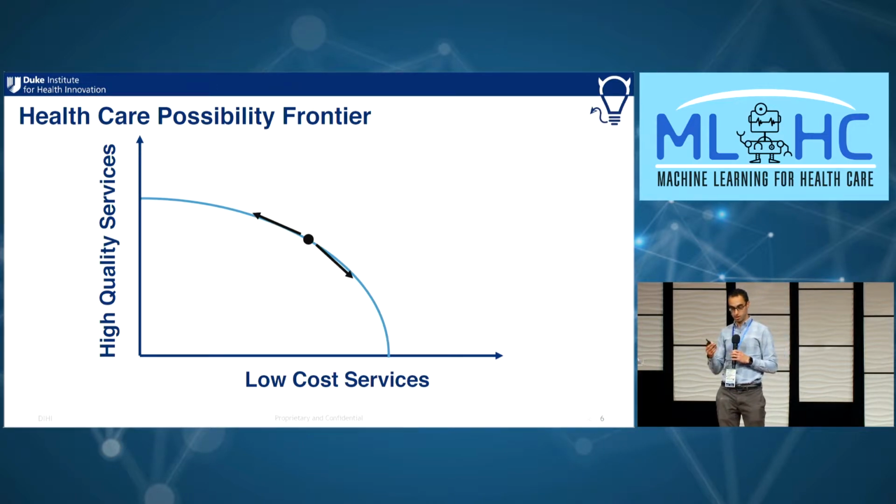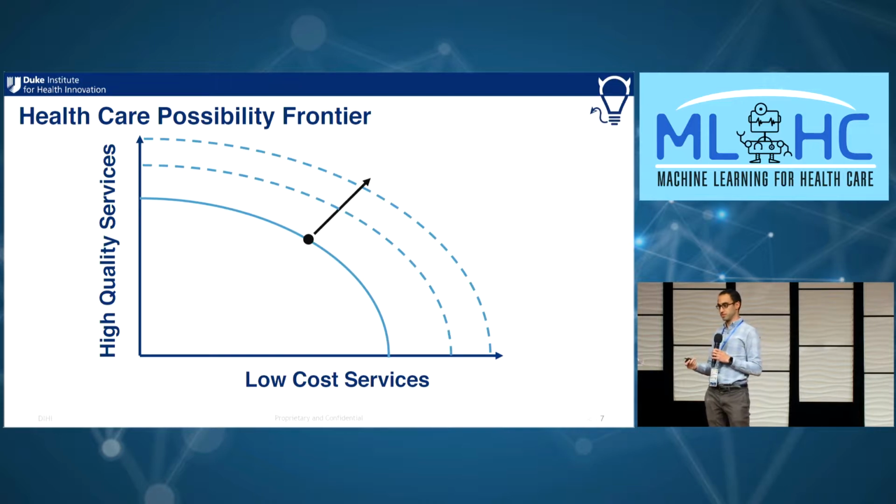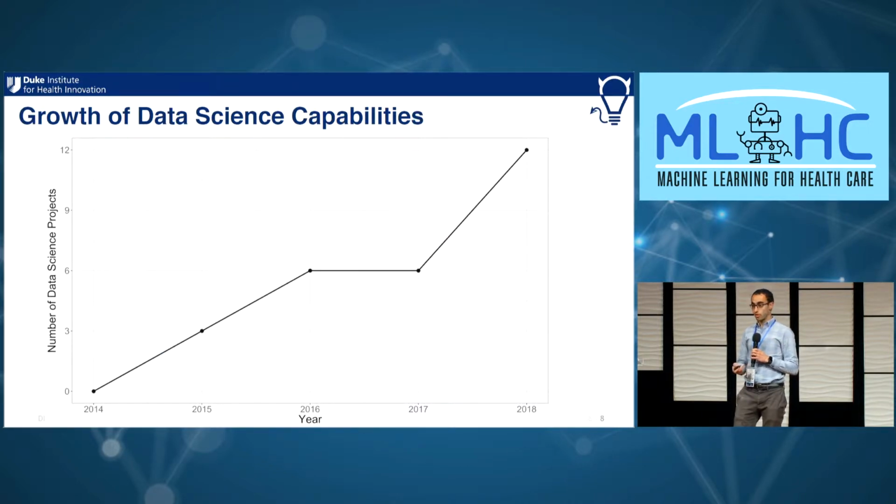move along that curve. What our team tries to do is think about other ways in which we can generate goods and services in healthcare, and there doesn't have to be that trade-off. How do we both develop more low-cost services and high-quality services? So we've grown a lot over the years.